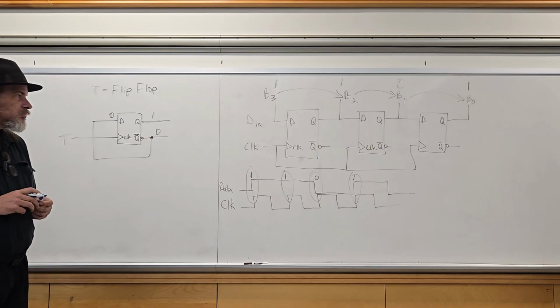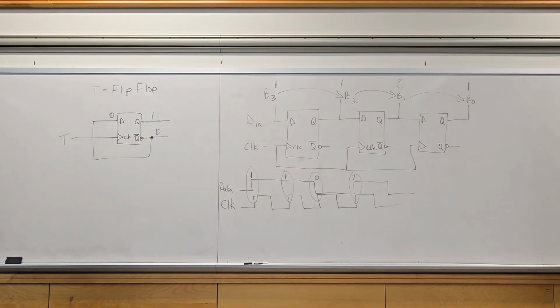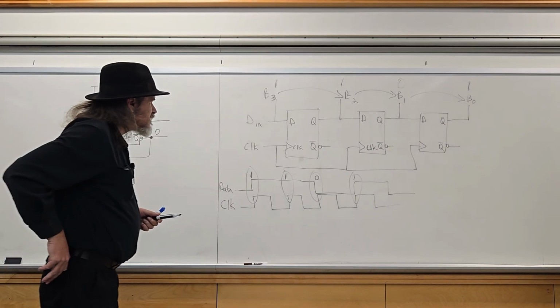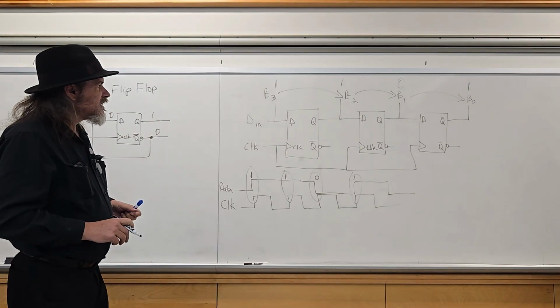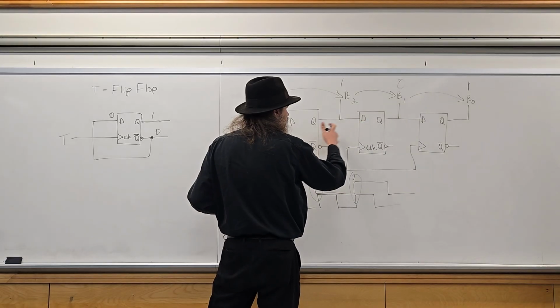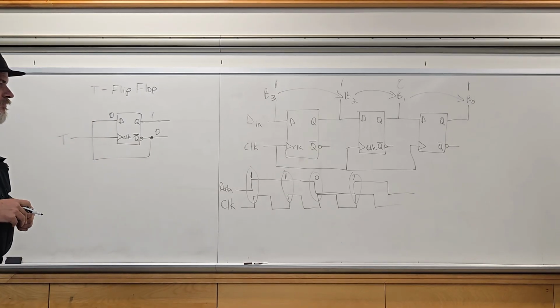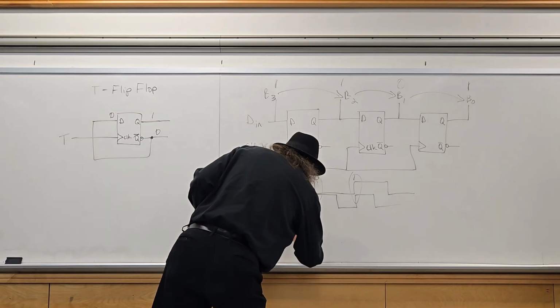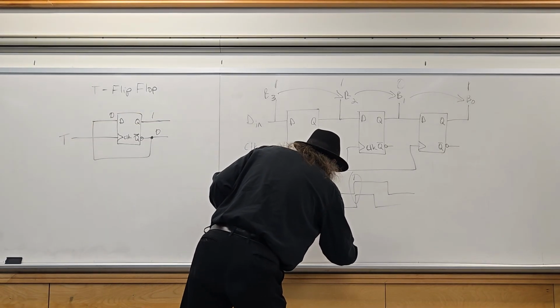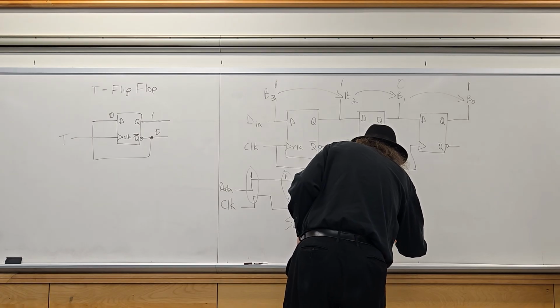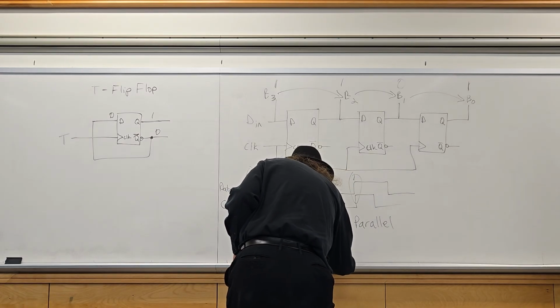But yeah, this can be easily done with JK flip-flops as well, where Q and Q prime feed into the J and K inputs of each successive stage of the serial to parallel shift register.